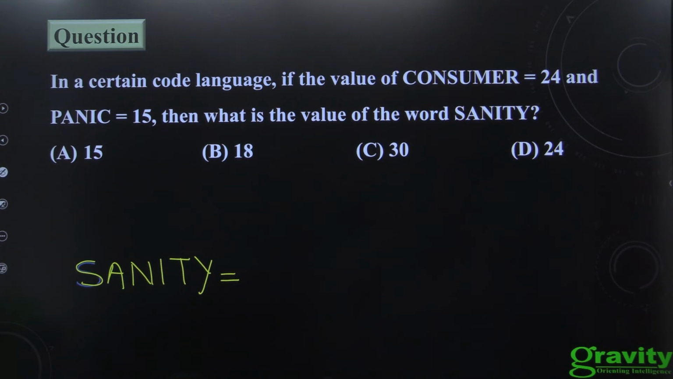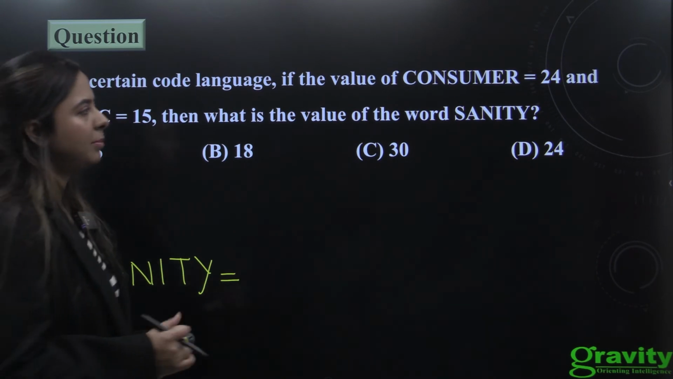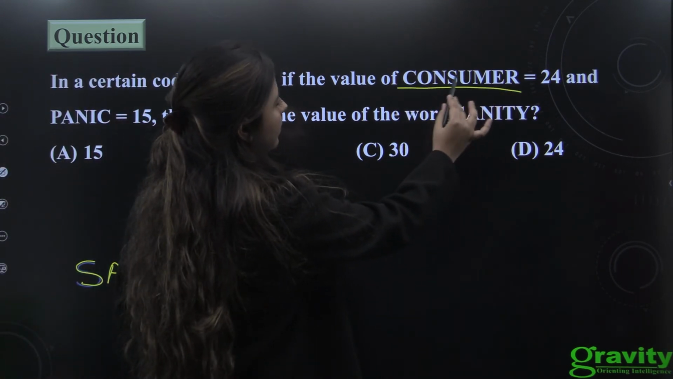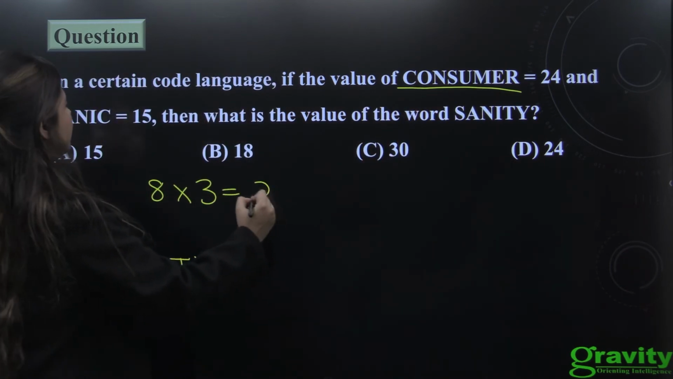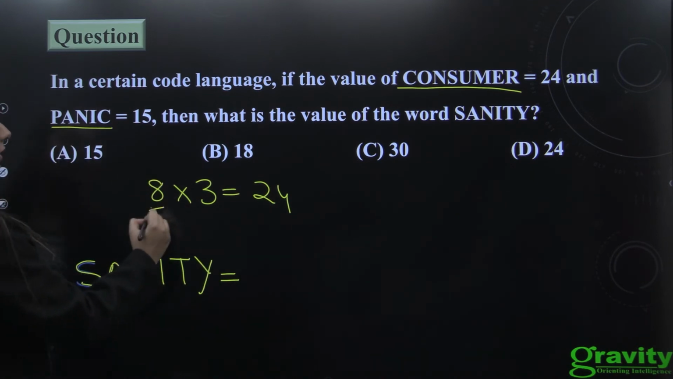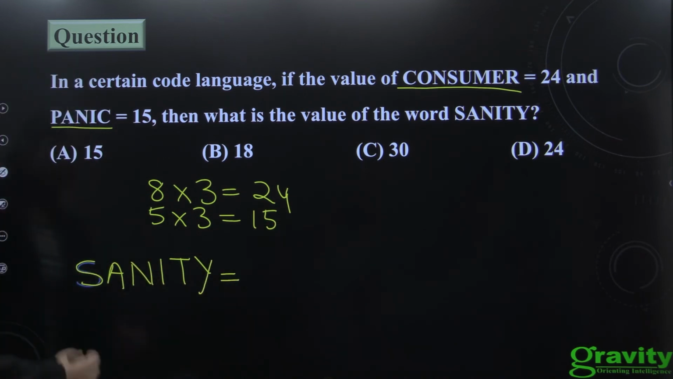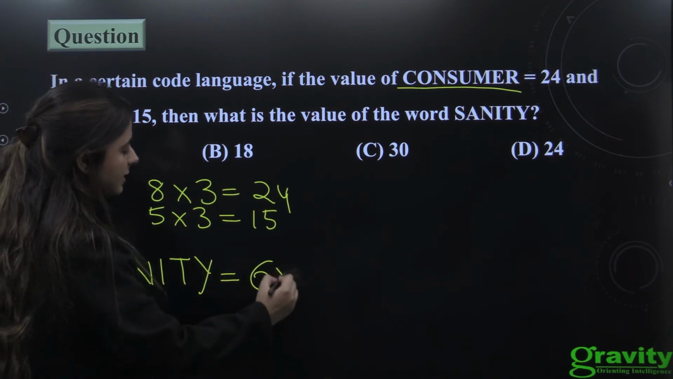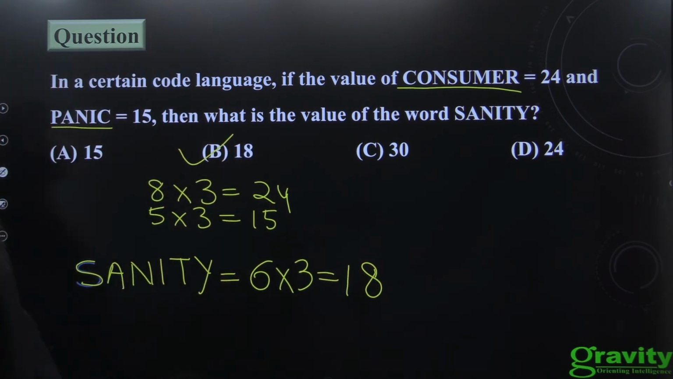What's the answer? Ma'am, option B, 80. Correct. What's the pattern? Ma'am, number of alphabets into 3. Okay, number of letters into 3. Consumer is 8 letters long. 8 into 3, 24. Panic is 5 letters long. 5 into 3 is 15. Sanity, 6 letters long. 6 into 3 is 18. B is the correct option.